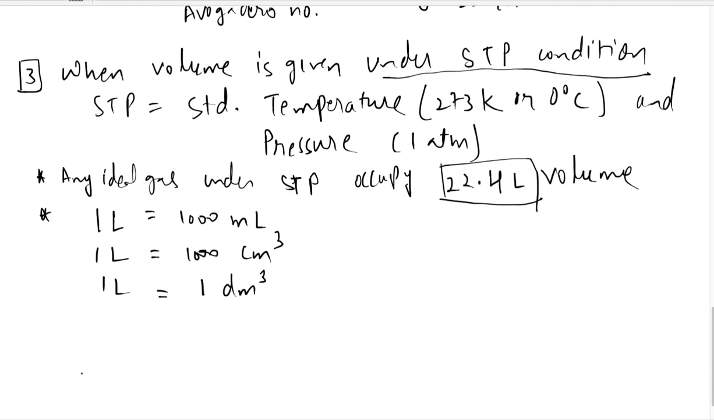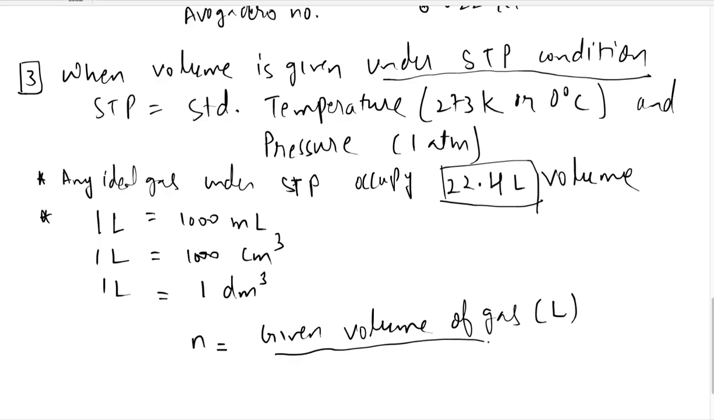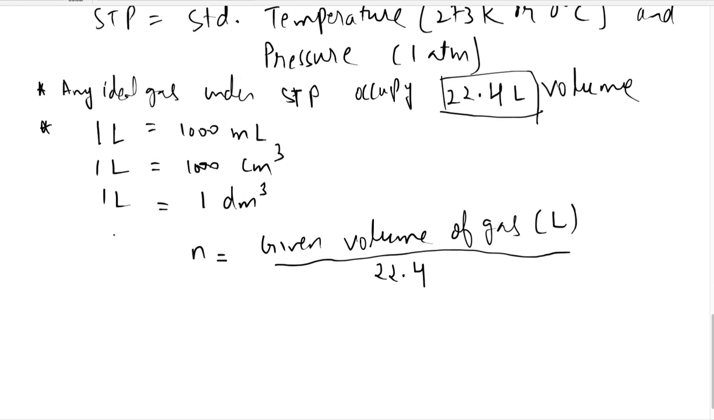Now let's just write down the formula. So the formula here is given volume of gas in liter. Please remember that normally you will be provided with the volume in centimeter cube or in ml. You have to convert into liter, divided by 22.4 liter. Okay, so this is the formula. Now let's just do some numerical based on this.